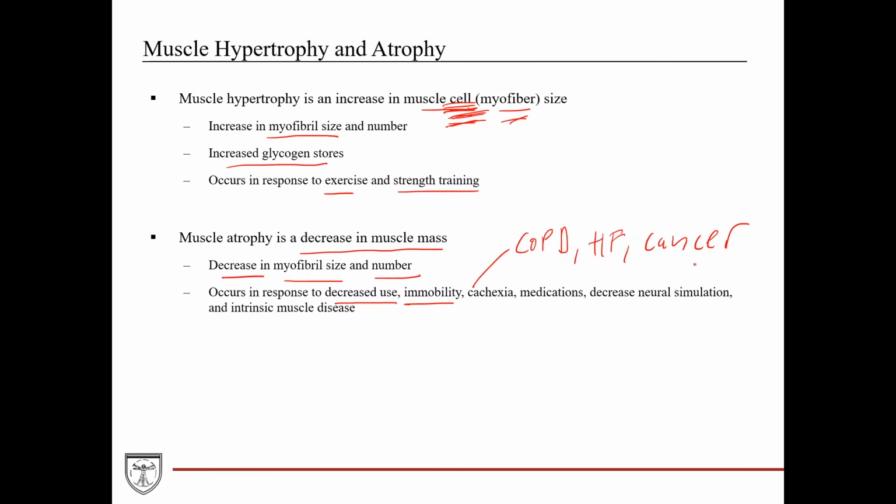And so you're not getting adequate nutrients and perfusion in diseases like this to parts of the body, including the muscles, because the muscles demand a lot of oxygen, a lot of metabolic nutrients. And so as a result of that, you can see decreased muscle mass. Certain medications like steroids can cause muscle atrophy, and then decreased neural stimulation.